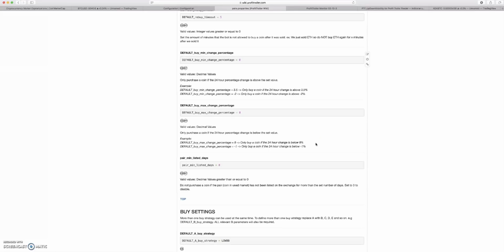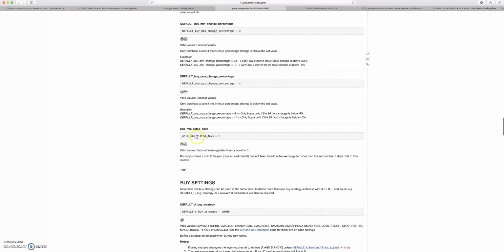This is just kind of one of the triggers that you can use in Profit Trailer. Obviously your buying strategies will be thrown into play with these settings. But this kind of gives you a little more functionality with sort of coin specific or market condition settings that Profit Trailer didn't have in the past. But to me, this doesn't really mean that Profit Trailer Feeder is out of the question, and we'll get into why in a minute. So you have your pair min listed days is equal to 0.